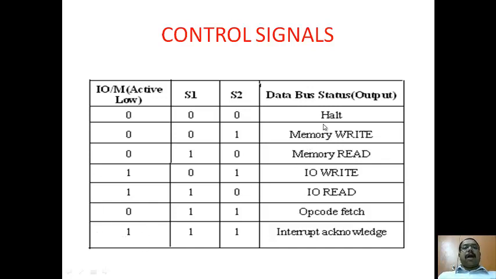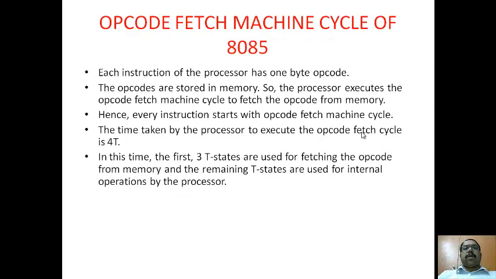Okay, then halt is nothing but the last line of the program where it is saying indication of the termination of the program, so that is all 0. Okay, so these are the control signals which we should know, that by control signal we will identify which operation is being carried out. Okay, first let us see opcode fetch.